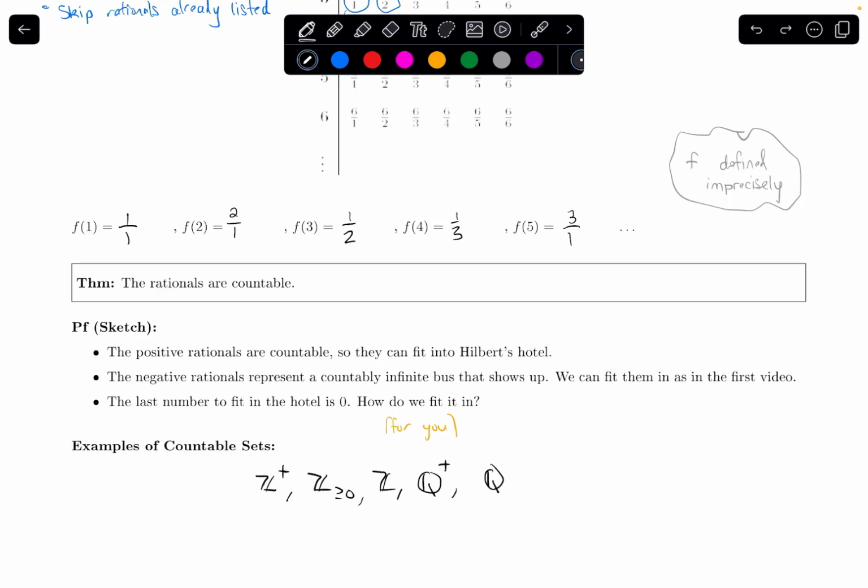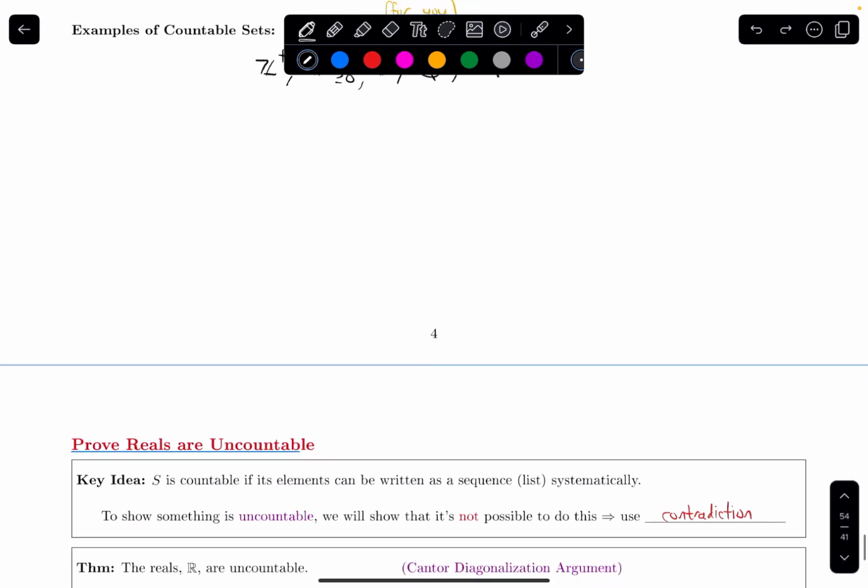And at this point, we might wonder, are all infinite sets countable? And that's where the reals come in, and they say, hold my beer. Because we'll show in the next video that the reals are actually uncountable.